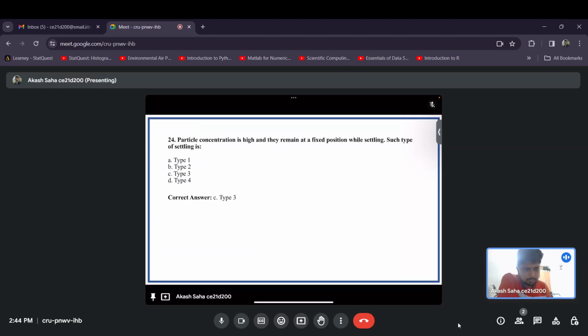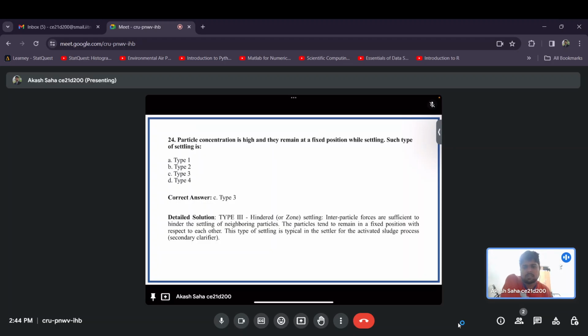It's type 3 settling because it is a kind of hindered or zone settling where the interparticle forces are sufficient to hinder the settling of the particles, and the particles tend to remain in fixed position with respect to each other. This happens typically in the activated sludge process, in the settler of the activated sludge process, in the secondary clarifier. So it's type 3 settling.